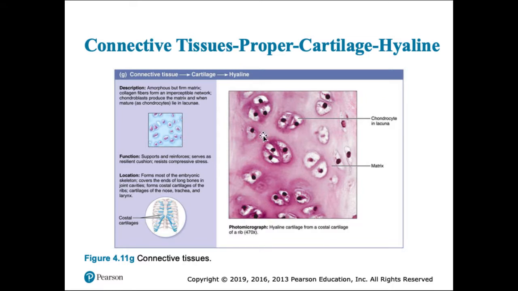This is the hyaline cartilage. Basically, you can see what that looks like under the microscope. You see the matrix that's associated, and then this chondrocyte in what we call the lacuna. This basically supports and reinforces surfaces, sort of as a cushion, helps relieve some of that compressive stress. So you're going to find those in most of the embryonic skeleton, but it covers long bones and joint cavities, and basically the ribs and cartilage in the nose, the trachea, and the larynx, and so on.